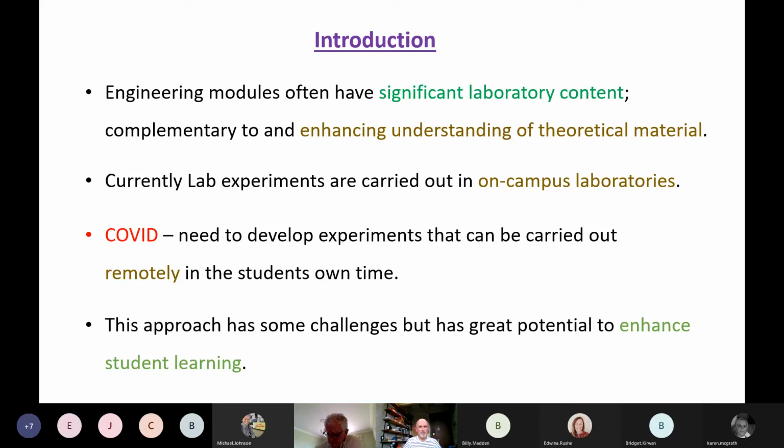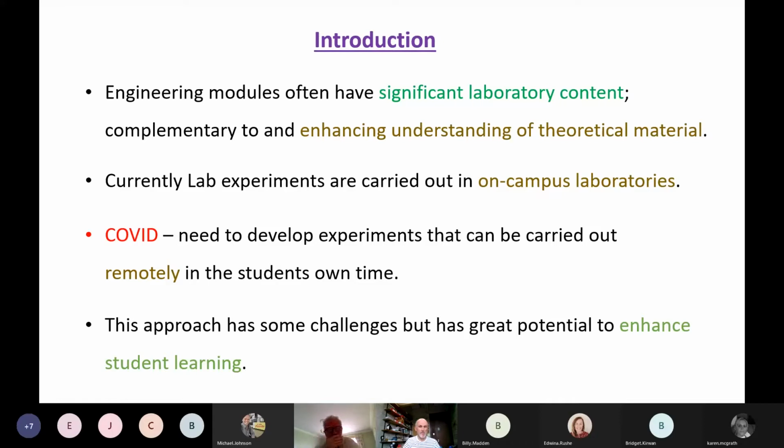But by way of introduction, engineering modules often, not always, have significant laboratory content. And the whole idea of having laboratory content is that engineering is a practical discipline, but underlying that practicality are a lot of very detailed mathematical concepts. So the laboratory content is complementary to, and also aims at understanding, quite often what is very advanced and difficult to understand theoretical material.